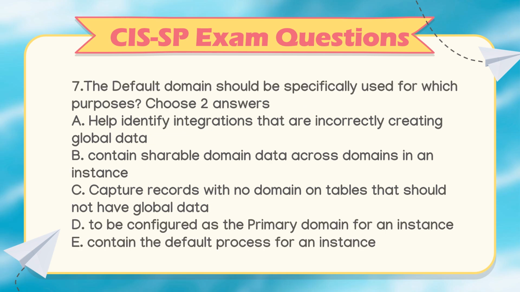7. The default domain should be specifically used for which purposes? Choose 2 answers. A. Help identify integrations that are incorrectly creating global data. B. Contain shareable domain data across domains in an instance. C. Capture records with no domain on tables that should not have global data. D. To be configured as the primary domain for an instance. E. Contain the default process for an instance.